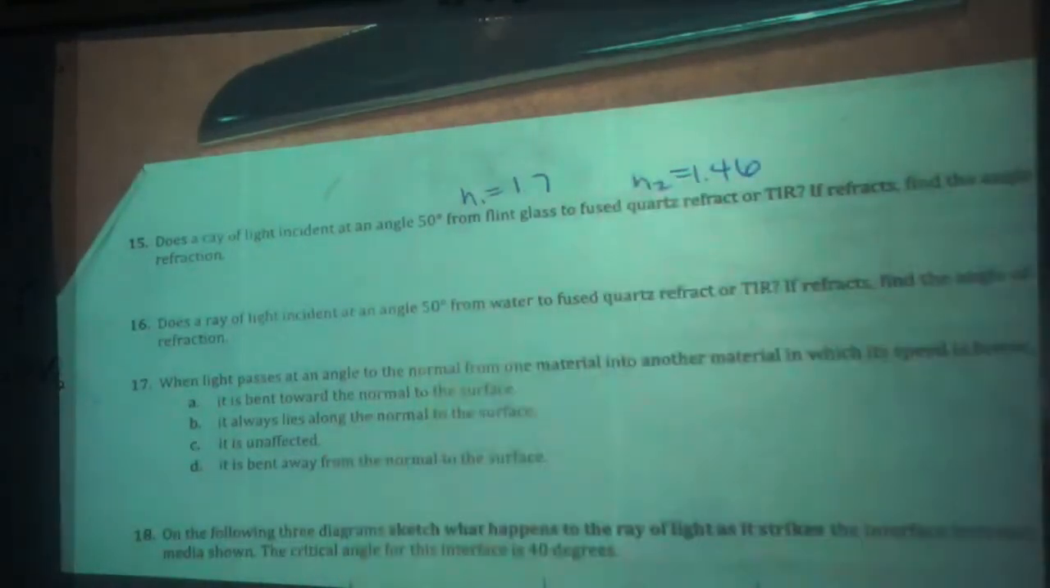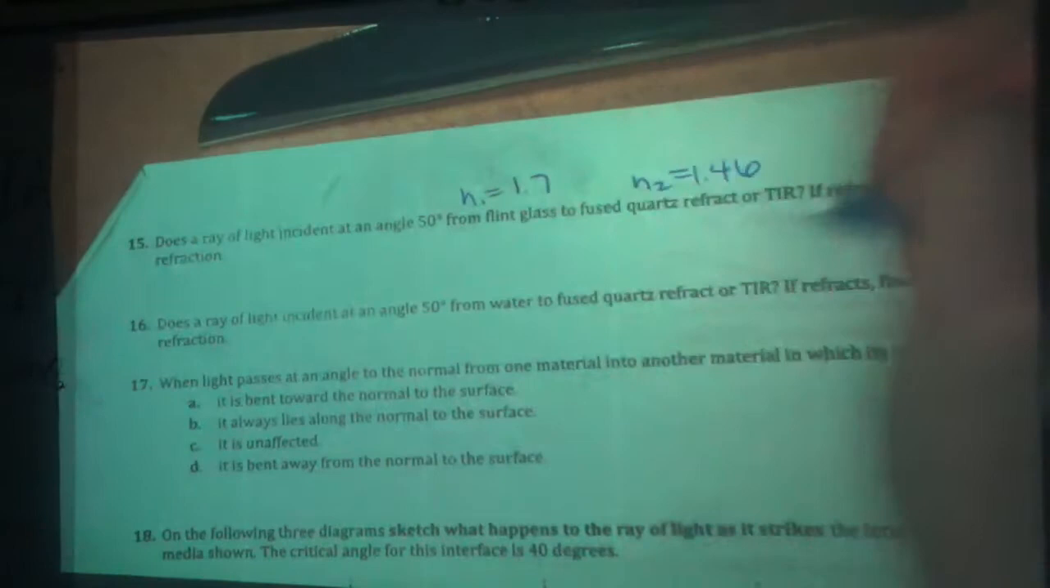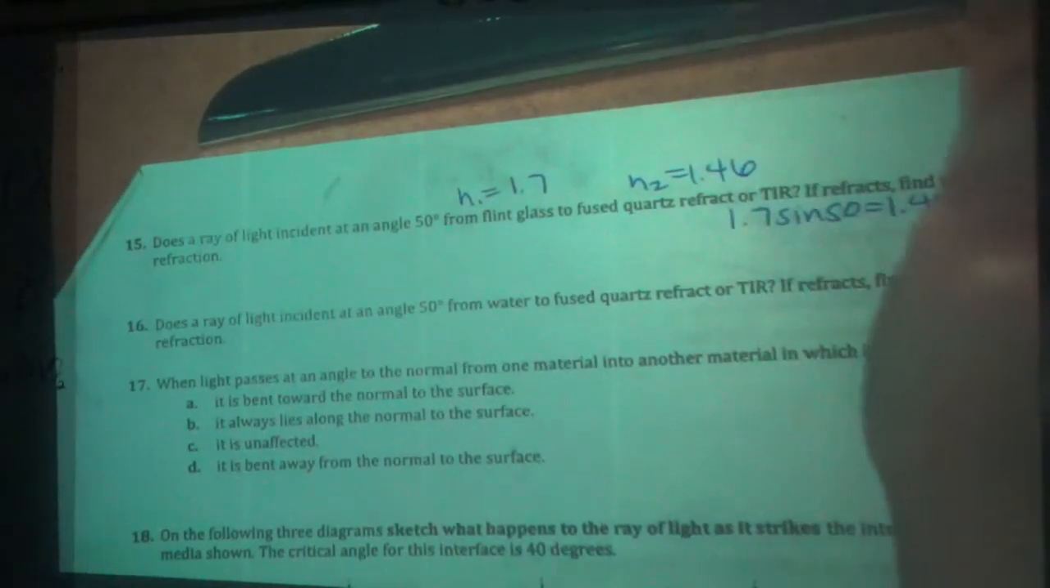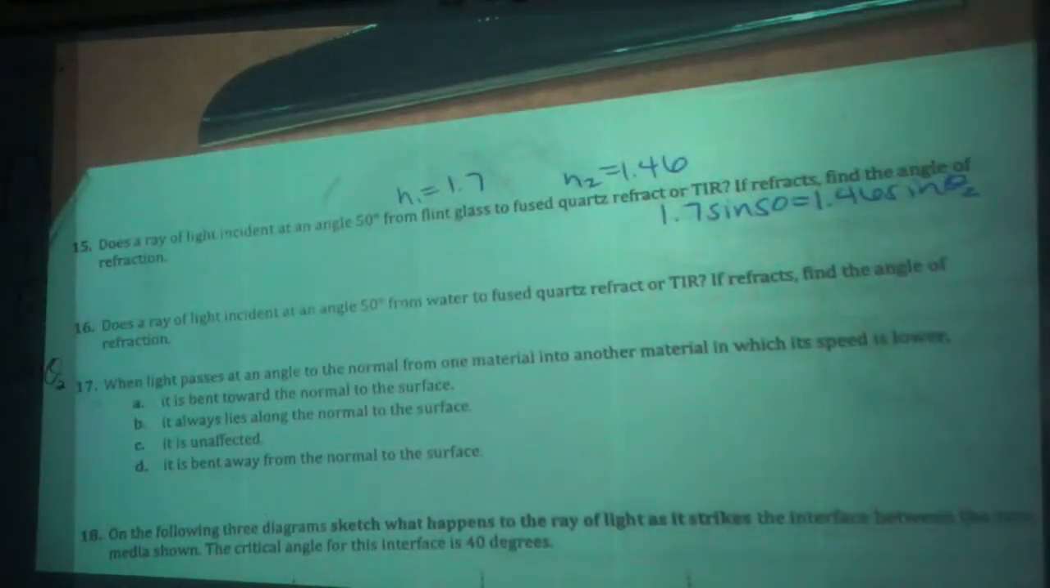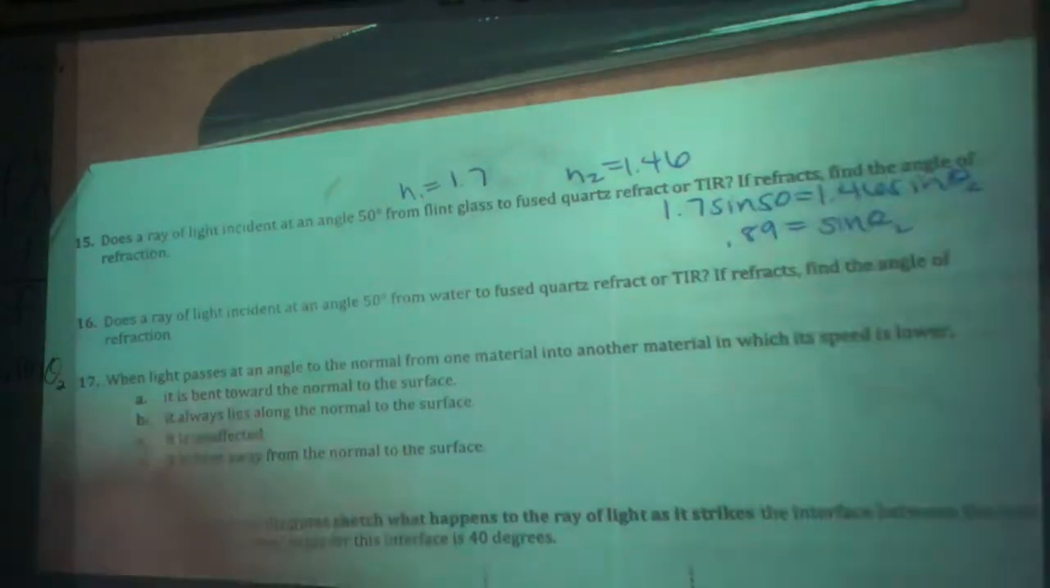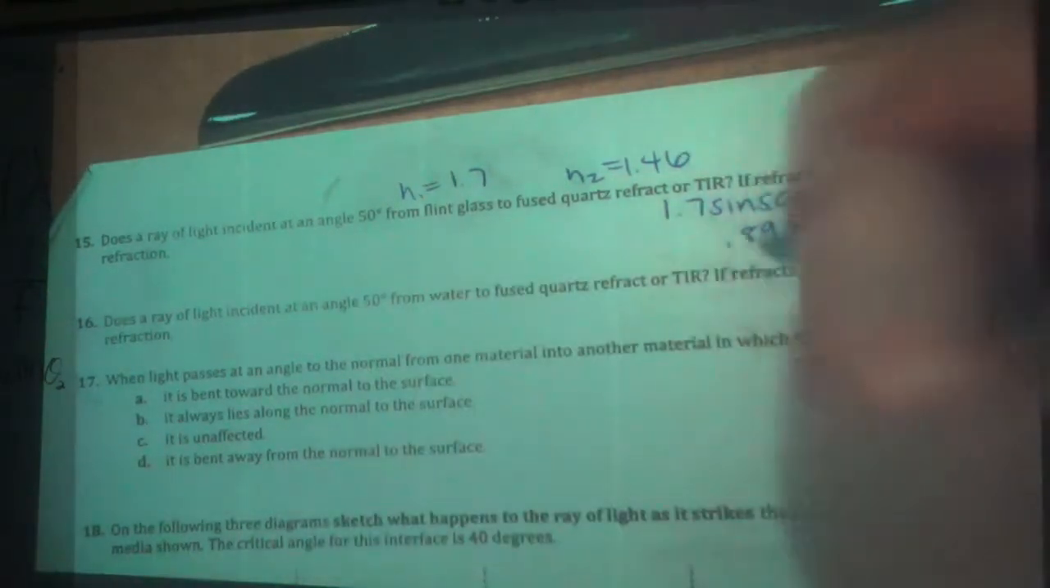Yes or no. Now I'm going to show you, okay, I can just plug in 1.7 sine of 50 into 1.46 sine of angle 2. So I'm plugging in to find my angle of refraction. So 1.7 sine of 50, divide the 1.46 over. That gives me 0.89 is sine of the angle. And I can do second sine of this, and I get that my angle of refraction is 63.12 degrees.